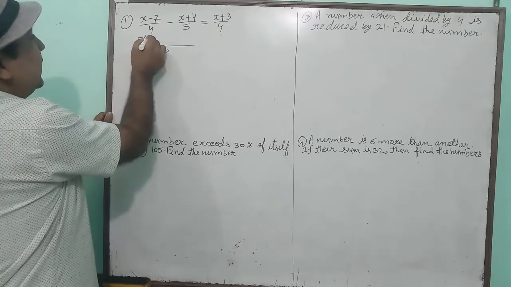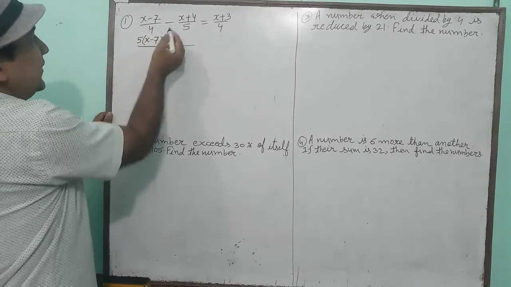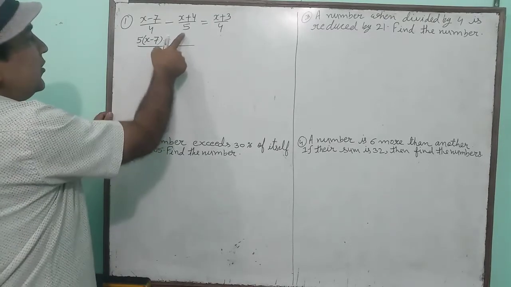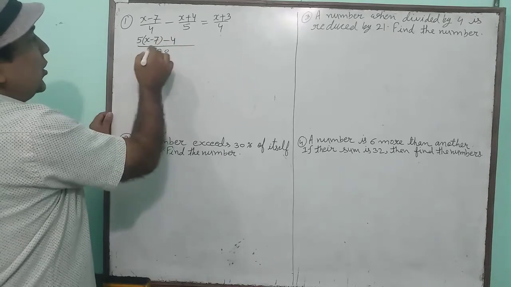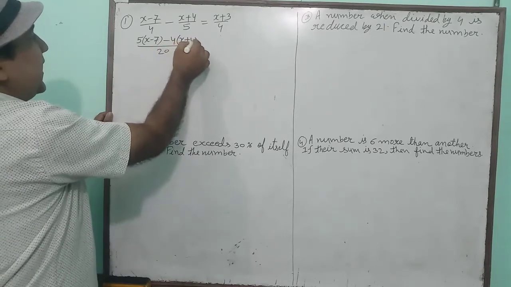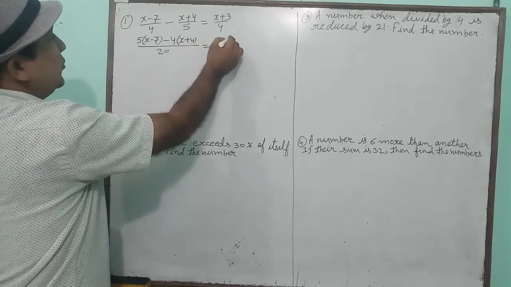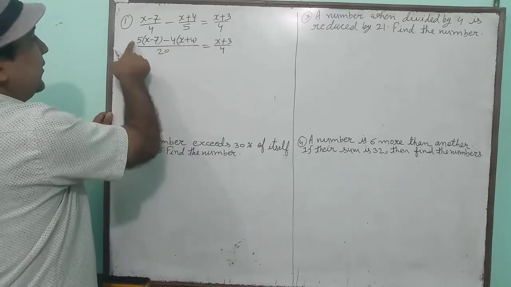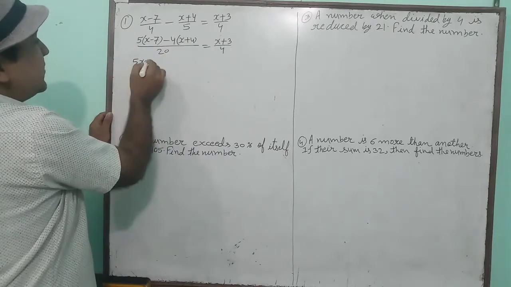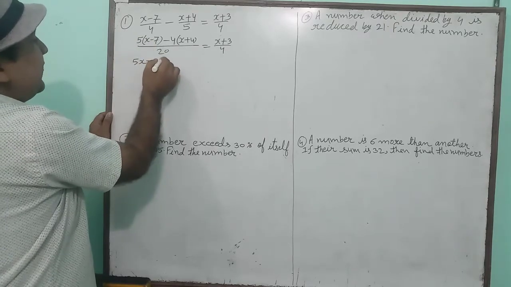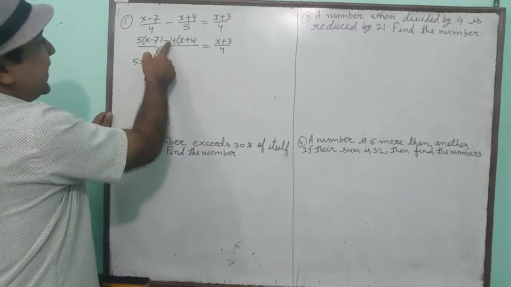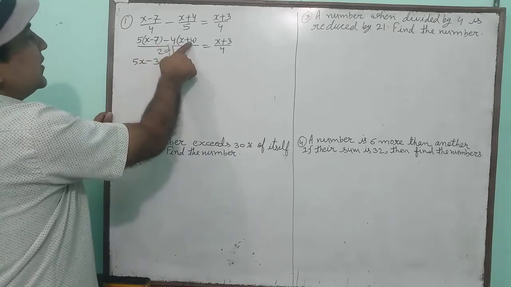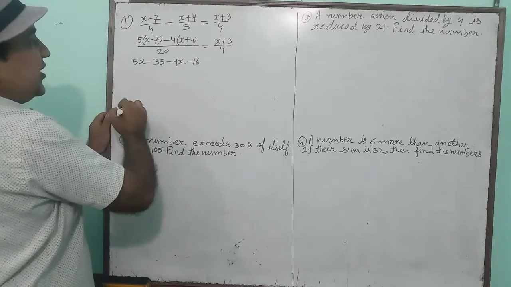4 into 5 is 20, so 5 will be multiplied with x minus 7. Then put this minus sign. Again 20 is divided by 5, coming 4, because 5 into 4 is 20. This 4 will be multiplied by x plus 4, is equal to x plus 3 upon 4. Now open this bracket in the numerator. 5 into x, 5x, minus 5 into 7, 35. Here minus 4 is multiplied by x becomes minus 4x. Minus 4 is multiplied with plus 4 becomes minus 16.